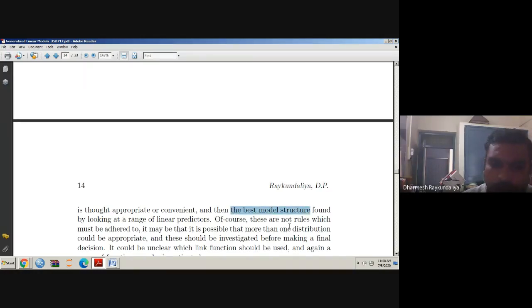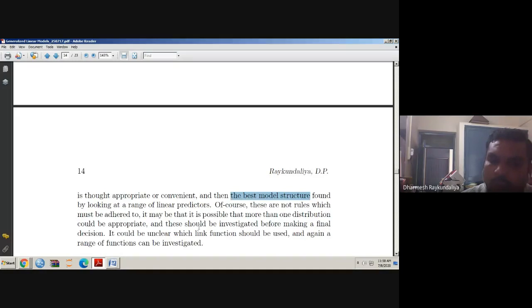Of course, these are not rules which must be strictly adhered to. It may be possible that more than one distribution could be appropriate. As we said, you can think of gamma as well as the log normal. Where the gamma distribution fits, the log normal also fits. So then you have to decide which one is nearer, and this should be investigated before making a final decision. It could be unclear which link function should be used, and again a range of functions can be investigated. So whenever this happens, which link function to use, we first have to identify which distribution is nearer to the data.